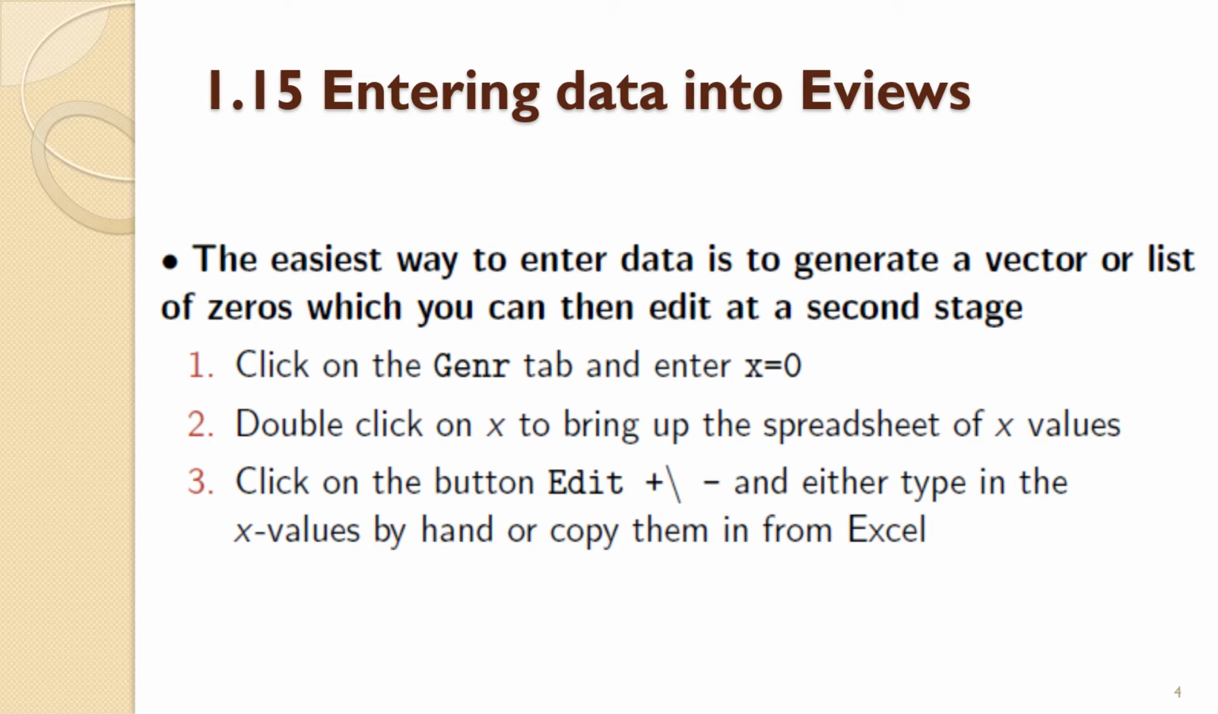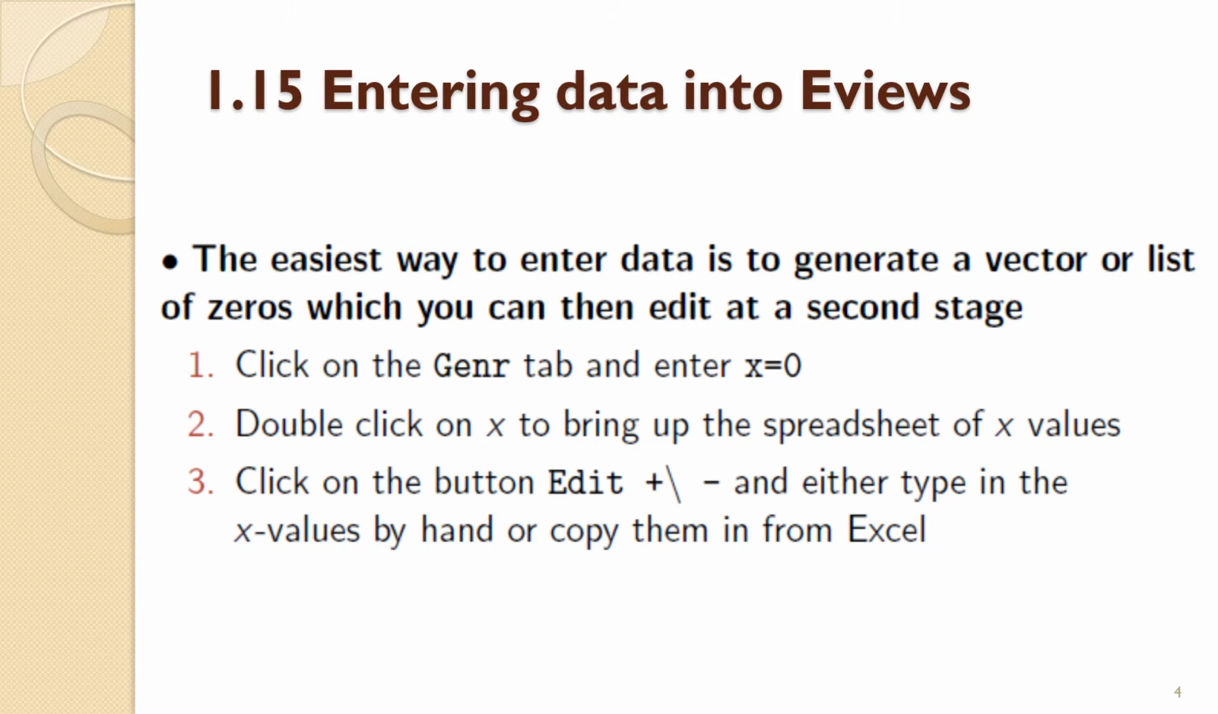Excel file. Okay, and what you would do then is, if you had a large data set in Excel, you'd follow these steps for each column of the Excel spreadsheet. So what you would do is click on the Generate tab and enter x equals 0. This will produce a vector list of zeros called x.